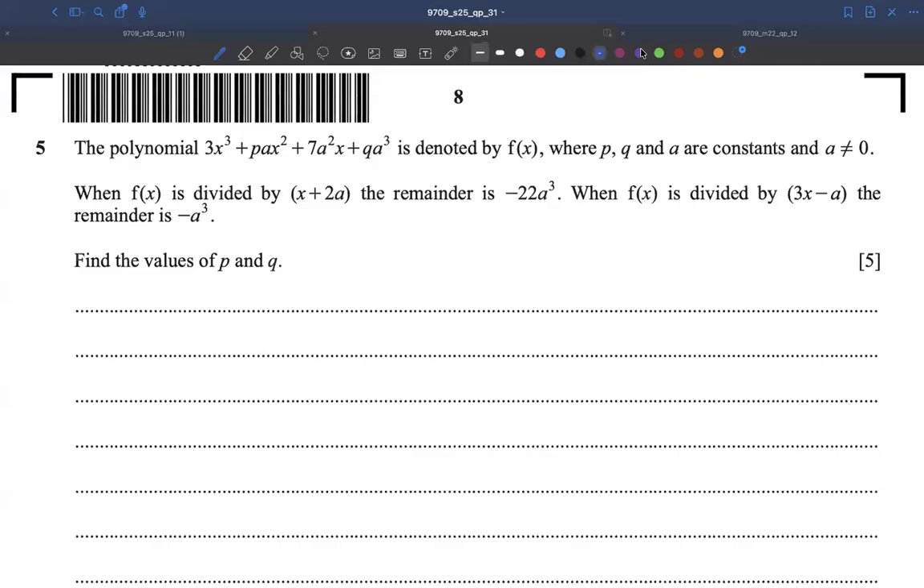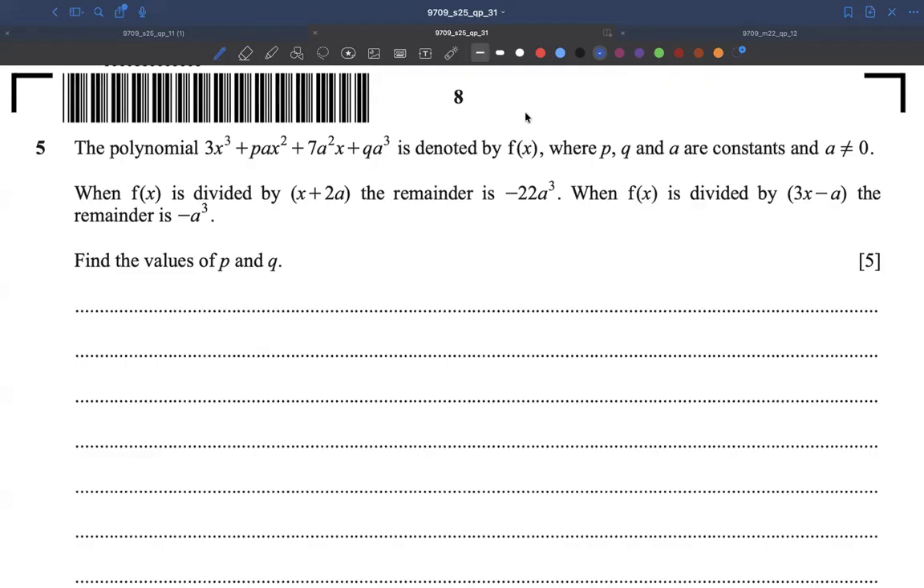In question number 5, the polynomial is denoted by f of x, where p, q, and a are constants. When f of x is divided by x plus 2a, the remainder is minus 22a cube. When it's divided by 3x minus a, the remainder is minus a cube. We have to find the values of p and q.